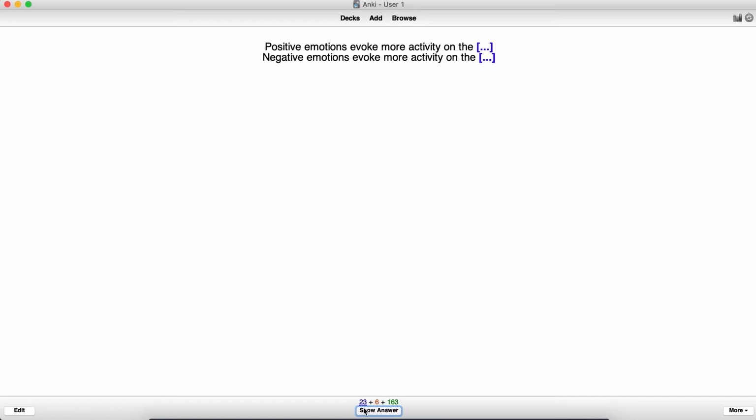Positive emotions evoke more activity on the, I don't remember this one, left hemisphere, while negative emotions evoke more activity on the right hemisphere for some reason.